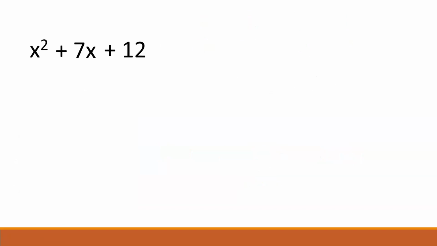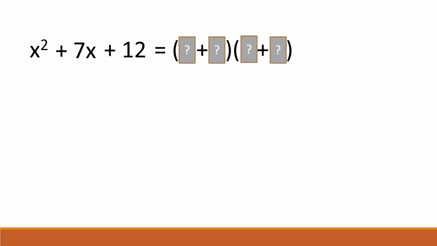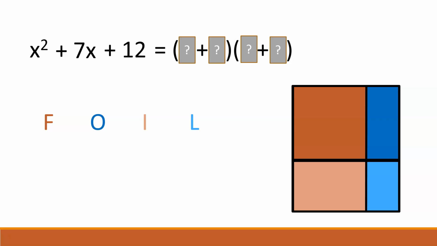Suppose we start with the trinomial, and we'd like to know what the two binomials were that were multiplied to give us the trinomial. Well, in order to figure that out, we'll remember that in order to multiply those binomials, we would have used FOIL, the distributive property. We can also take a look at our area model to see if that will help us figure out what's going on in this multiplication.